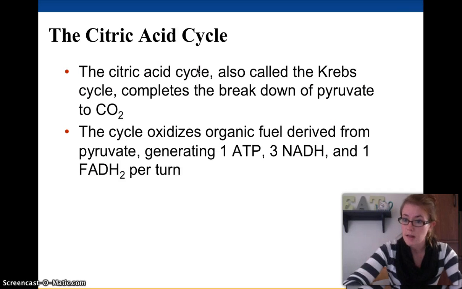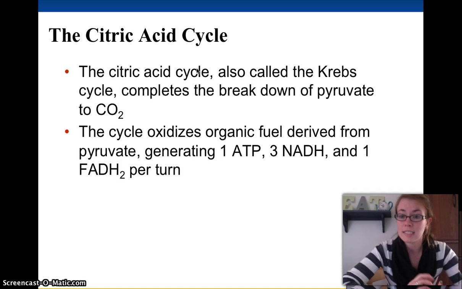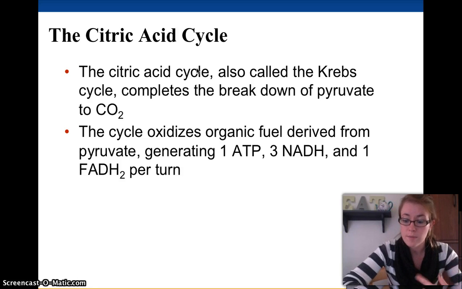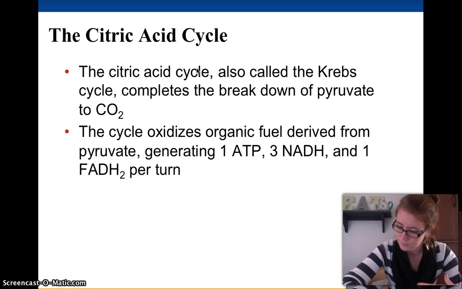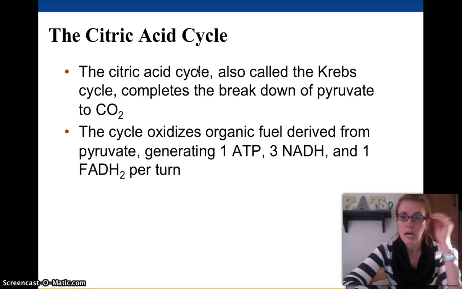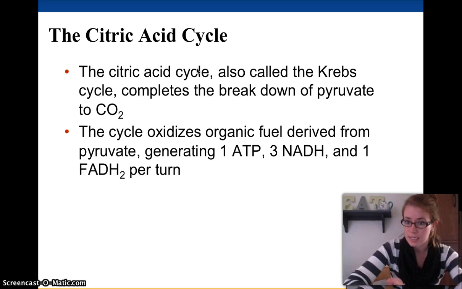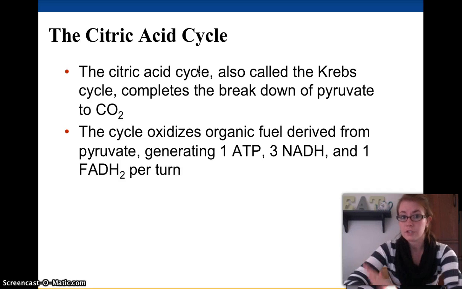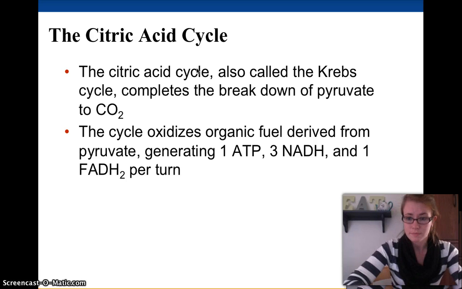So the citric acid cycle happens inside the mitochondria, and the first reactant is acetyl-CoA. So this could be called the citric acid cycle, could be called the Krebs cycle, it could also be called the tricarboxylic acid cycle. We're just going to call it citric acid cycle. And this is where we finish breaking down the pyruvate into carbon dioxide. So we're going to be rid of all the carbons by the time we're done with this.